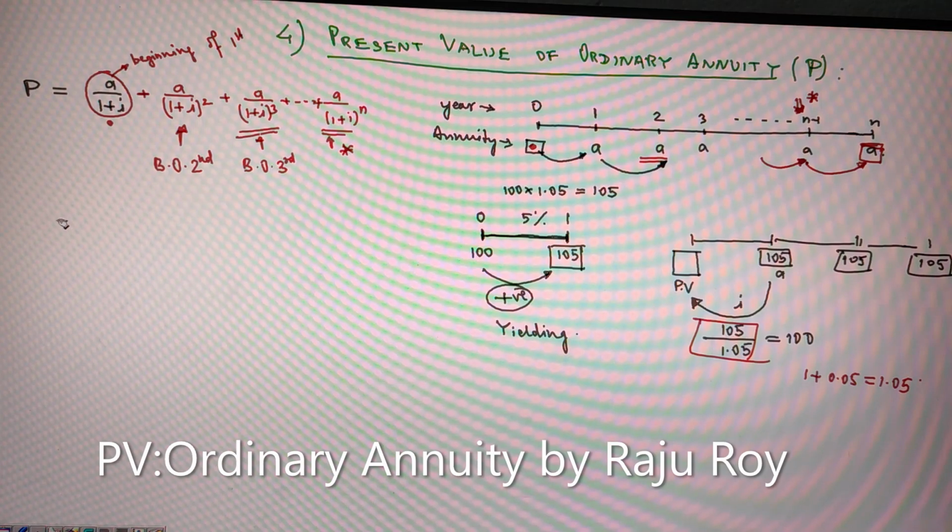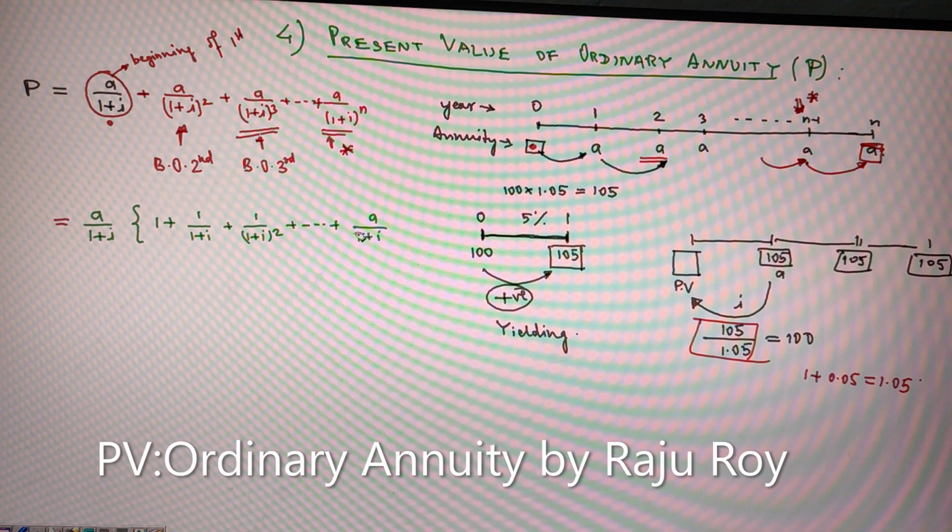So what we can do, let me change the color, I can take A by 1 plus I common. So what I am getting here: 1 by 1 plus I, 1 by 1 plus I the square, plus dot dot dot plus 1 by 1 plus I raised to n minus 1, right? Sorry, A won't be there, this will be 1.